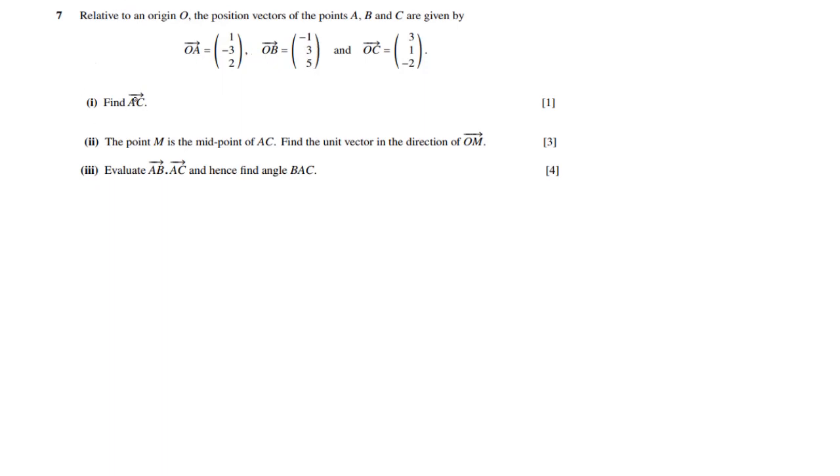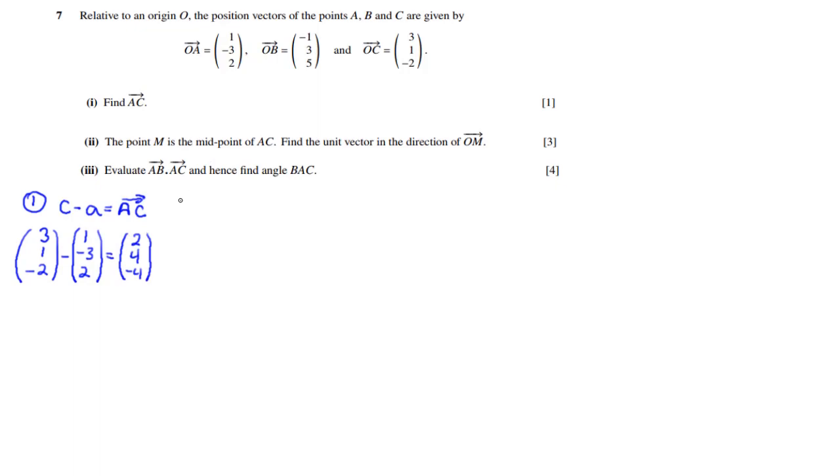Okay, so in this one we've got these three position vectors, and what we've got to do is find AC. Keep in mind AC is just going to be C minus A, so all I've got to do is write C as a vector and then subtract A, and that's going to give me AC. And that's the answer to number one.